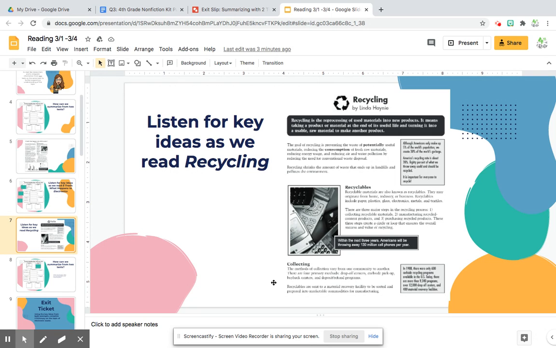Collecting. The methods of collection vary from one community to another. There are 4 primary methods: drop-off centers, curbside pickup, buyback centers, and deposit refund programs. Recyclables are sent to a material recovery facility to be sorted and prepared into marketable commodities for manufacturing. Now, manufacturing. Once cleaned and separated, the recyclables are ready to undergo the second step in the recycling loop.